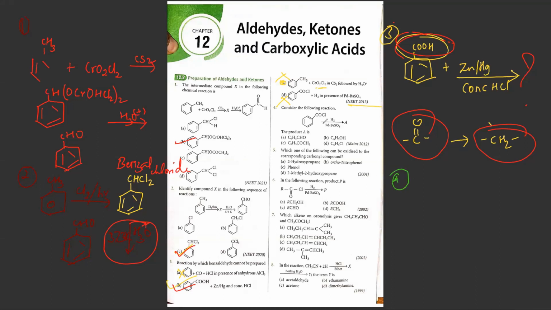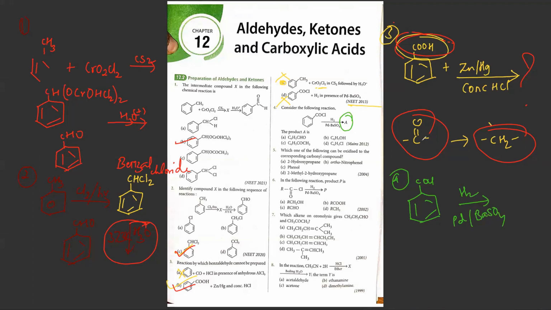Okay, here it is, the fourth question. Consider the following reaction. This is benzoyl chloride, in the presence of H2 and palladium and barium sulfate. So what will be the product A? What is the product you will get? I'll write the reaction here. Try to solve and see. COCl in the presence of H2, palladium and barium sulfate.